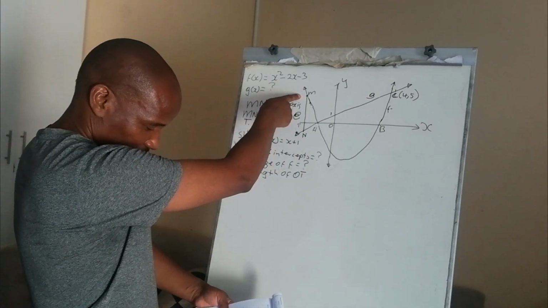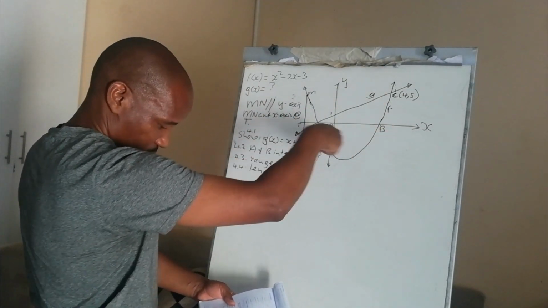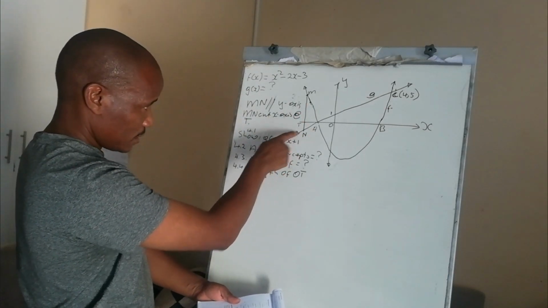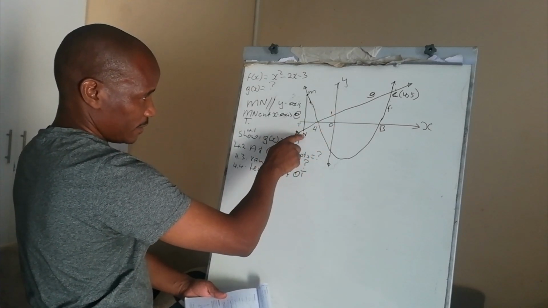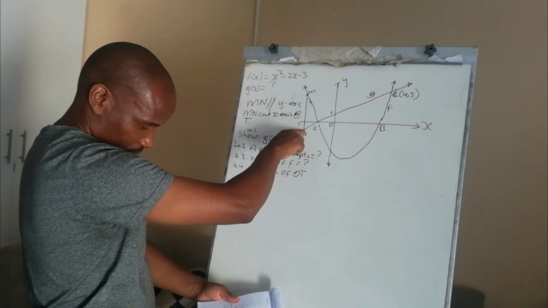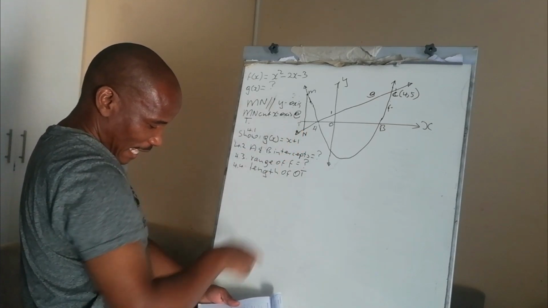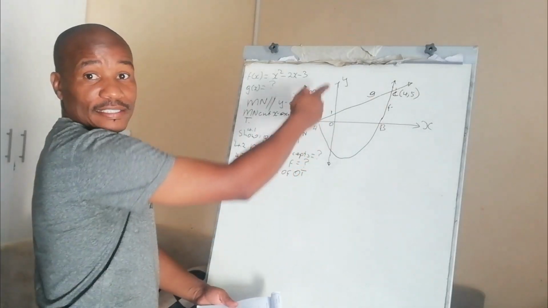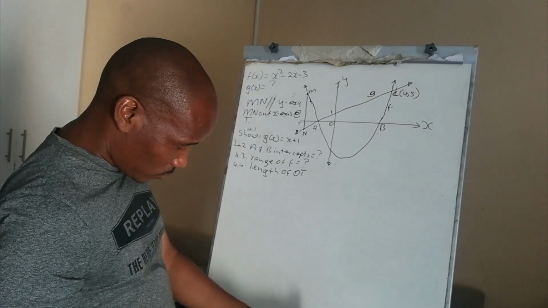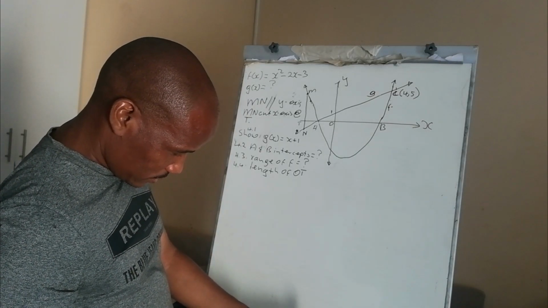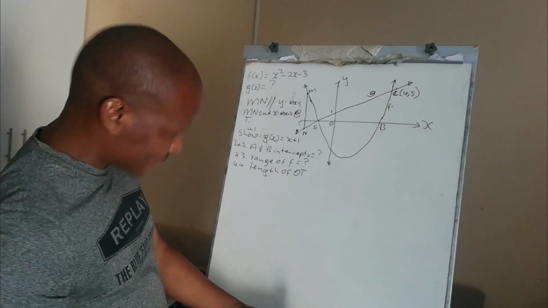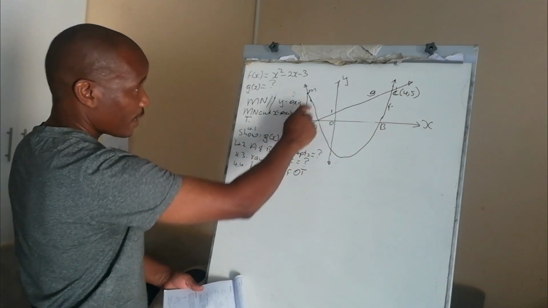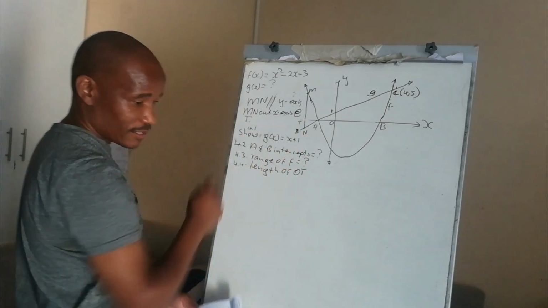M is a point on f, and N is a point on g. This is g, N is a point there, such that MN is parallel to the y-axis. MN cuts the x-axis at T. It cuts this at T.